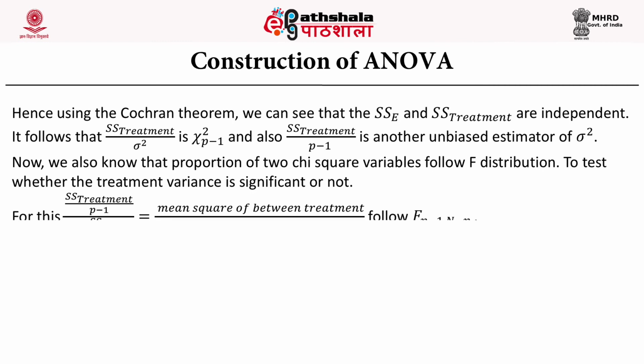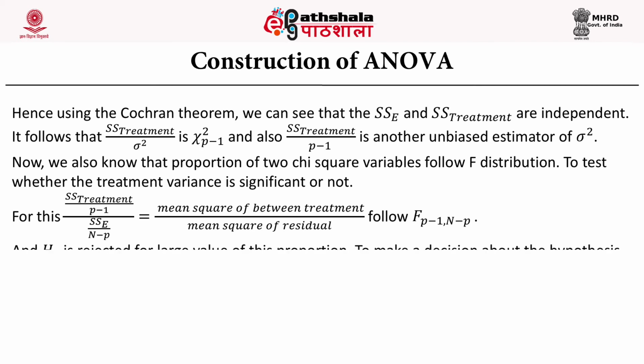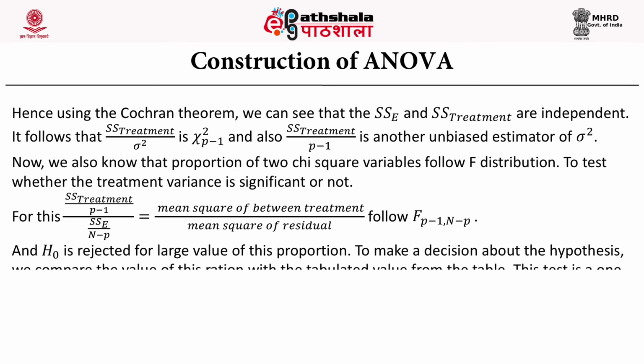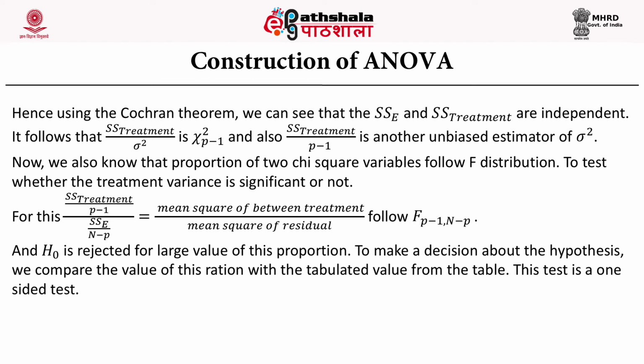So now we also know that the ratio of two chi-square variables follows an F distribution to test whether the treatment variance is significant or not. For this we take the ratio of two chi-square variables with respect to their degrees of freedom. That is equal to the mean sum of squares between treatments divided by the mean sum of squares of errors, which follows an F distribution with p minus 1 and n minus p degrees of freedom. And H naught is rejected for large values of this ratio.